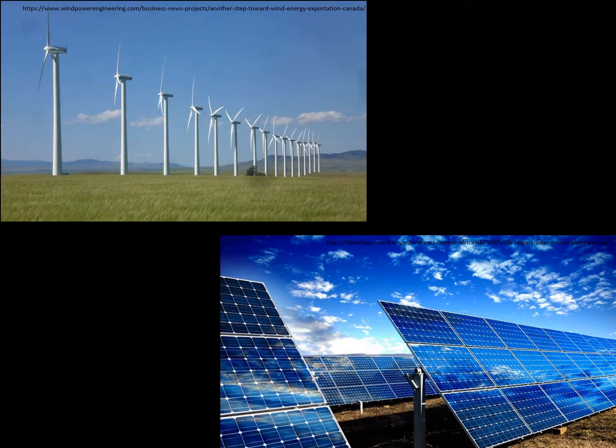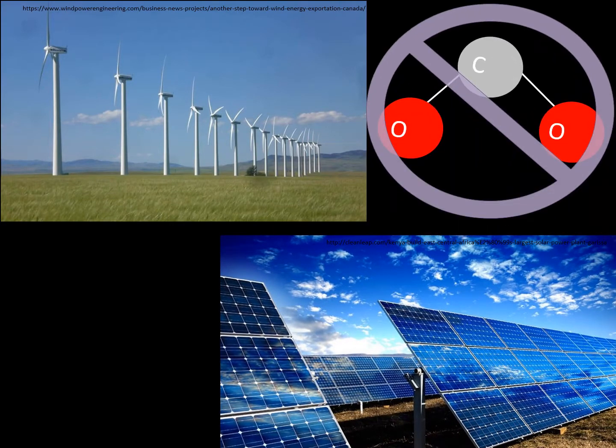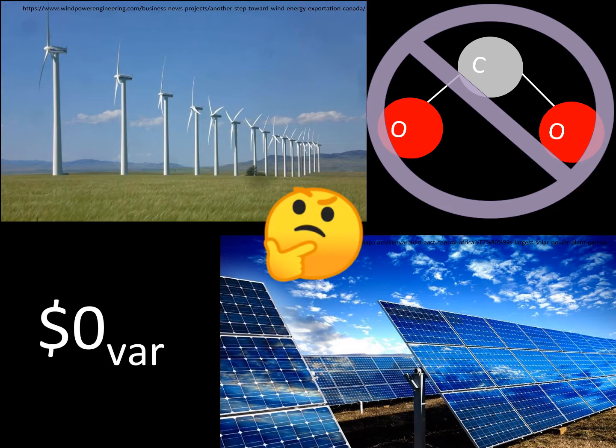Now let's take a look at some renewable generators. The two that always seem to come up are wind and solar. These are both great options because they don't produce carbon dioxide emissions, and according to the U.S. Energy Information Administration, both generators have zero variable cost. Sounds great, right? Well, there is one problem. These are both non-dispatchable generators.